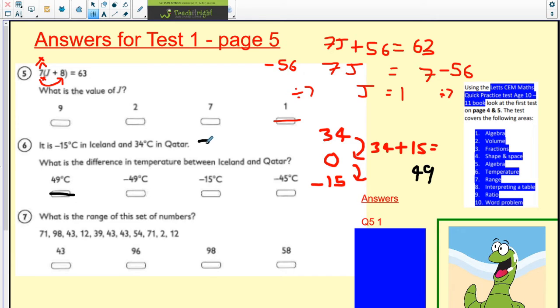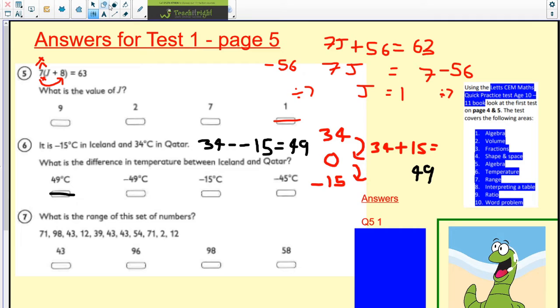If we were to do 34 take away minus 15, a double negative in maths becomes a positive. So that also equals 49. And what you would do is rewrite it as plus. That's a rule you have to learn. It's one of your addition rules. So you can get there both ways.